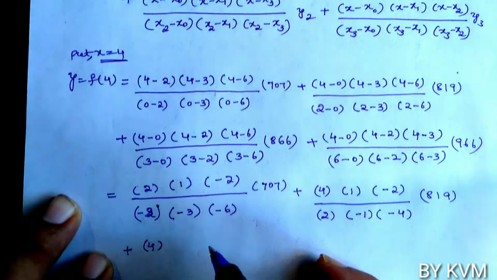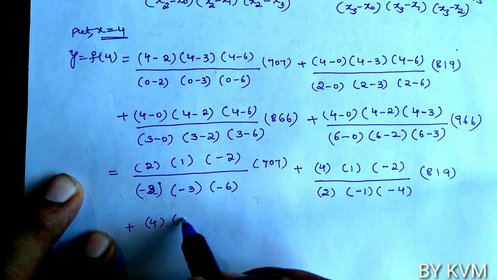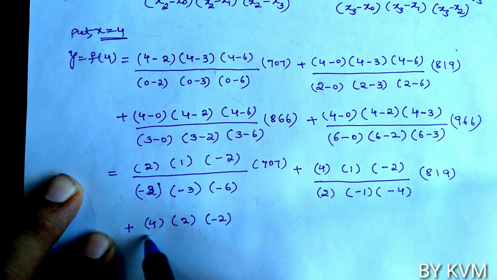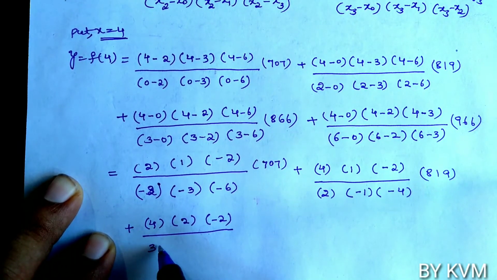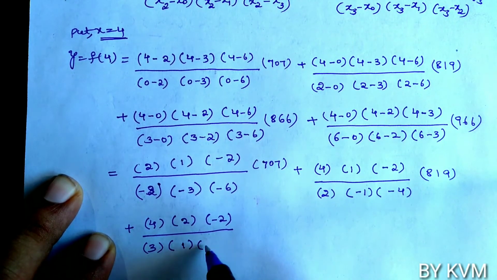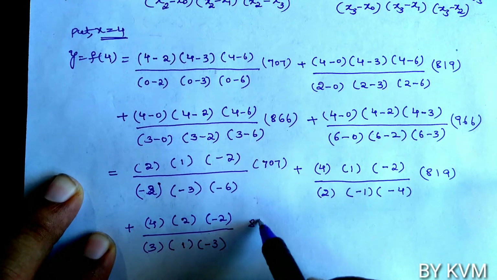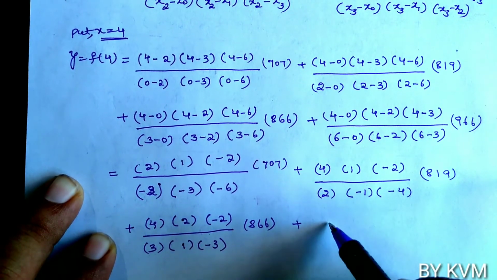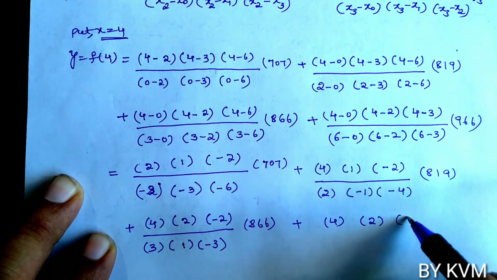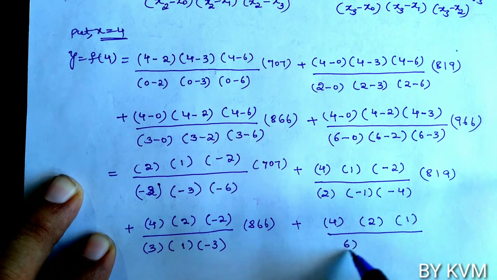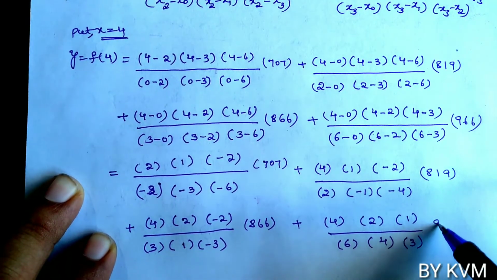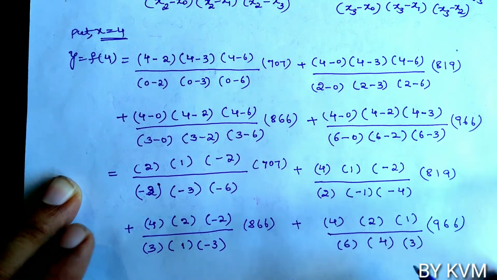4 into 2 into minus 2 by 3 minus 0, 3 into 1 into minus 3 into 866, plus 4 into 2 into 1 by 6 into 4 into 3 into 966.